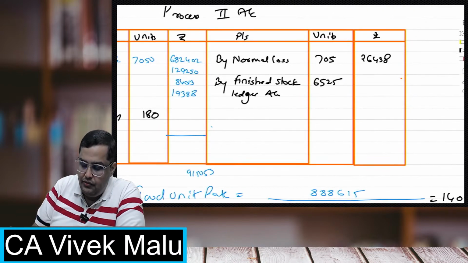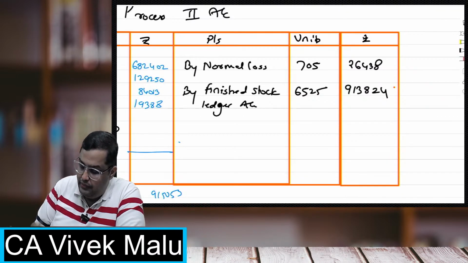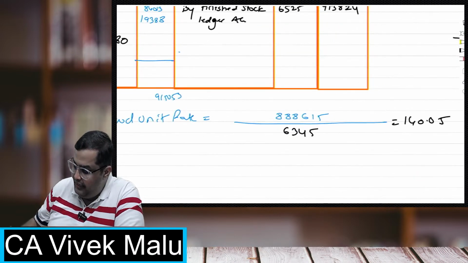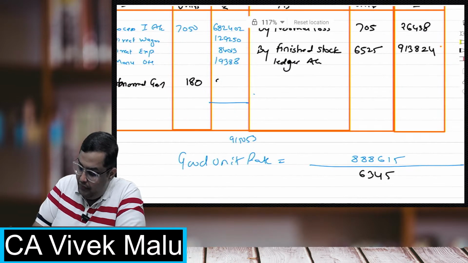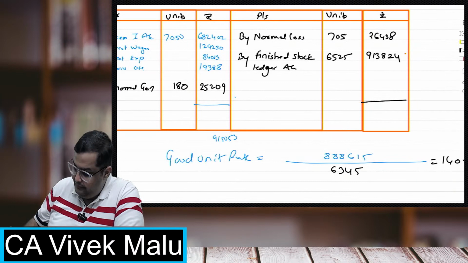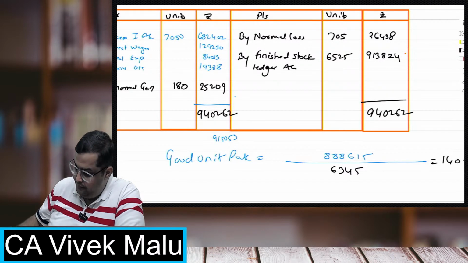Now I'll multiply this by 6,525 units. So I get 9,13,824 something. Abnormal gains are also measured at the same rate. The abnormal gain will be measured at 25,209. Now let's check if the sides are tallying. That is 940,262, and this should be this much only. Perfect. It is perfectly matching.